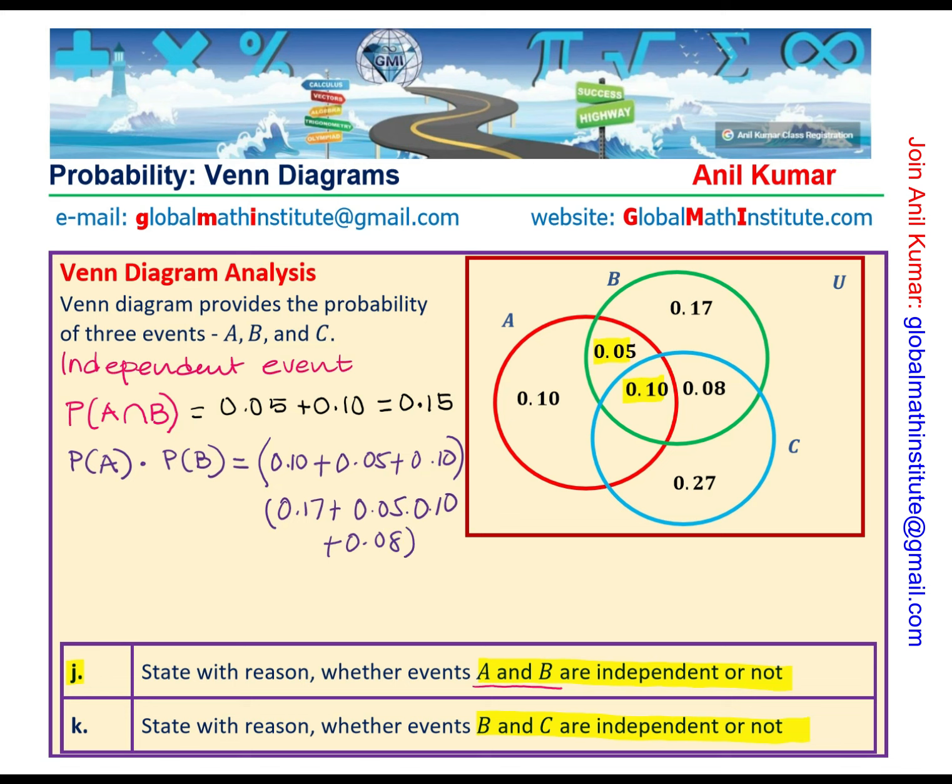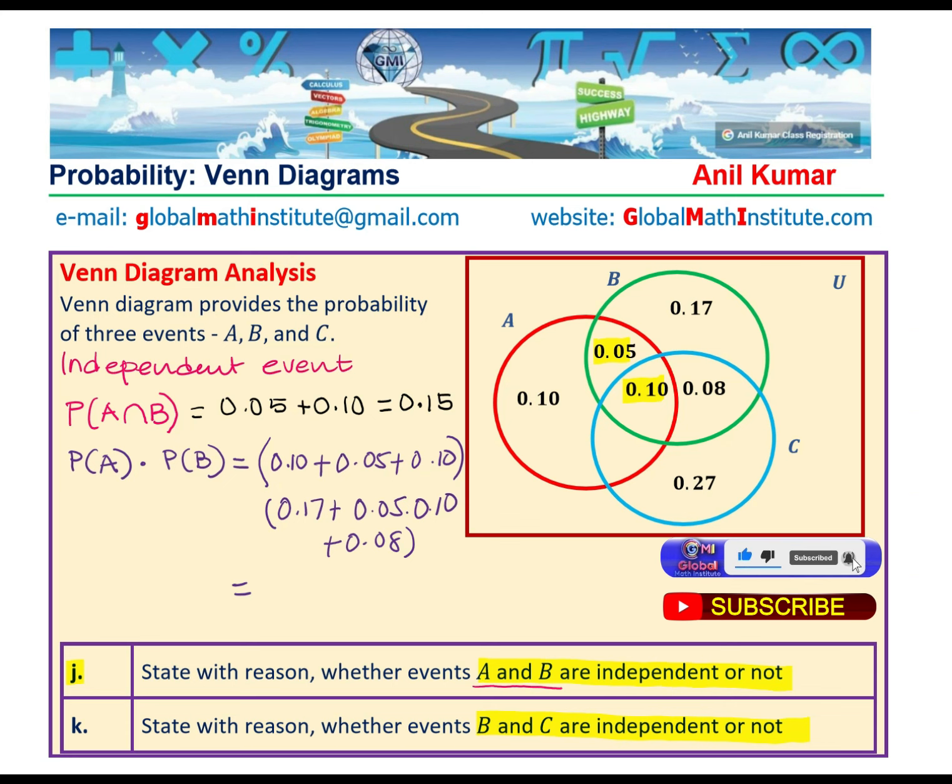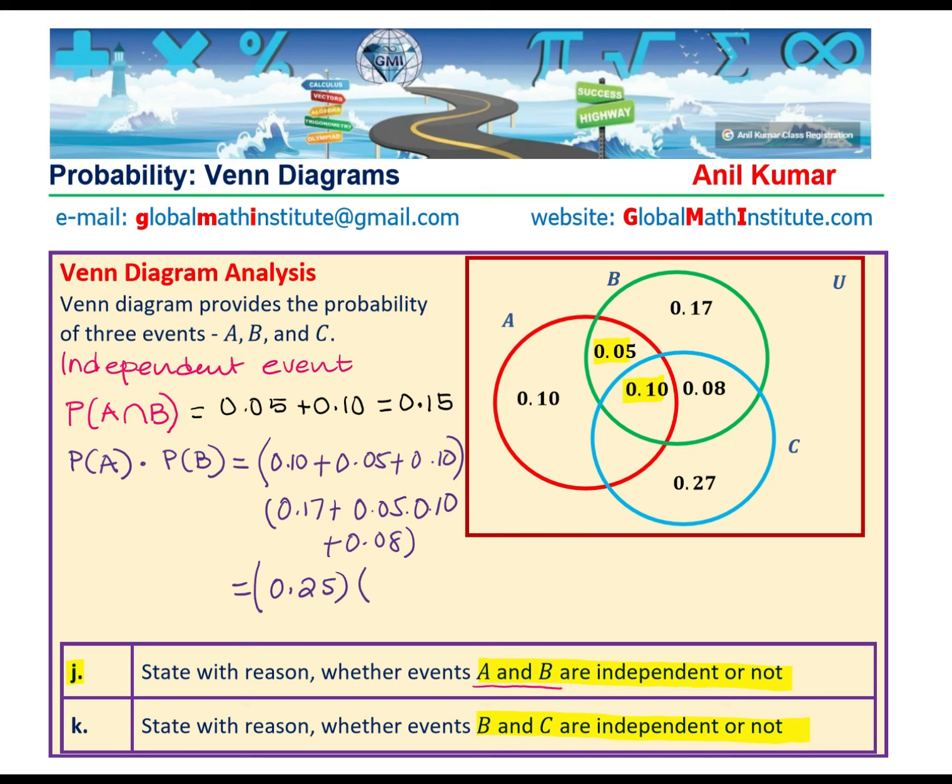So that gives you what? Let's figure this out. When you add these three for probability of A, you get 0.25, and multiply with the sum of the others, which is 0.4. And when you multiply these, you get not 0.15, but you get 0.10. Correct? So probability of A and B is 0.10.